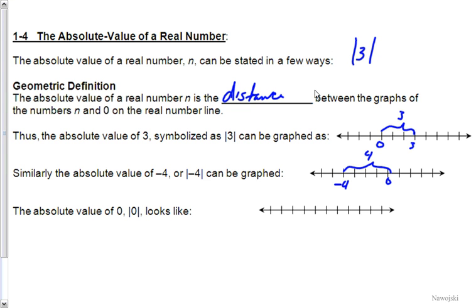It's not like that. The absolute value of 0 is 0. It doesn't go anywhere. It stays where it is. It's where it's going to be. Always is 0. Okay. All right.